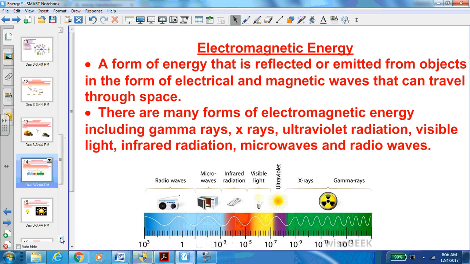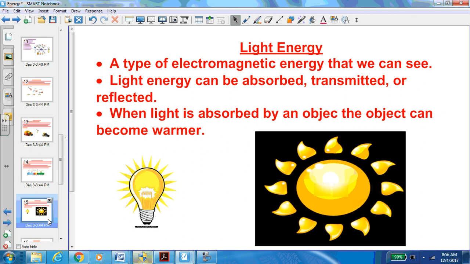Light energy, which is a specific one that we're going to talk about in this lesson, is an electromagnetic energy wave that we can see. Light energy can be absorbed, transmitted, or reflected. When light is absorbed by an object, the object can become warmer. So this is what we refer to as light energy, which is a type of electromagnetic energy as well.